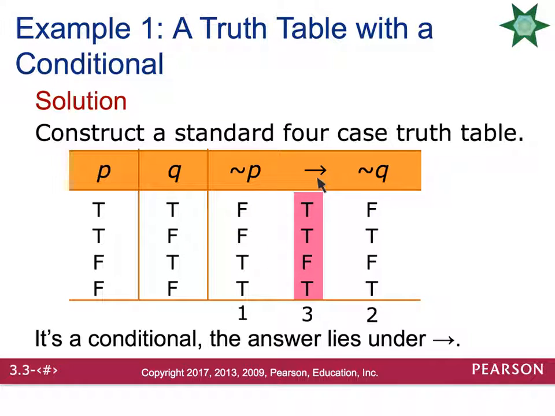Okay. And then we're doing the arrow between the two. So remember, the only thing that gives us a false is a TF. FF would be true. FT would be true. TF is the only one that gives a false, and then TT gives us a true. So this would be our truth table for negation P, if negation P, then negation Q. Okay. So we're putting our answer underneath the arrow there.